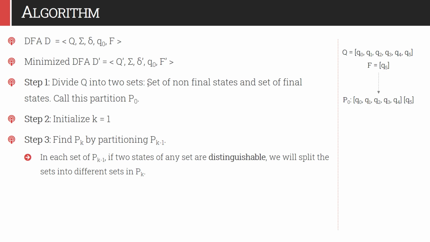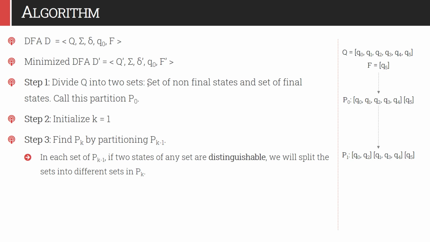So assume that P0 is the current partition, from which we have to derive P1. If any states in Q0, Q1, Q2, Q3, Q4 are distinguishable, then we will split this group into two subgroups and create a new partition called P1, something like this. Assume that Q0 and Q2 are distinguishable from Q1, Q3 and Q4, but Q0 and Q2 themselves are not distinguishable so far, and Q1, Q3, Q4 are also not distinguishable so far.